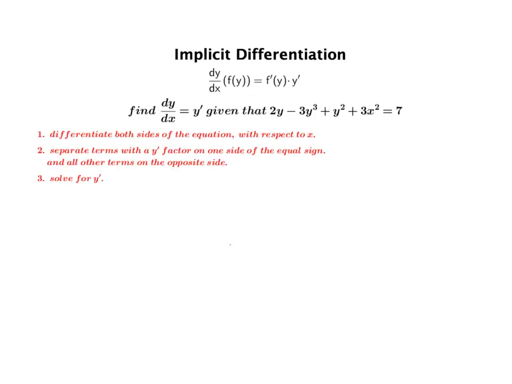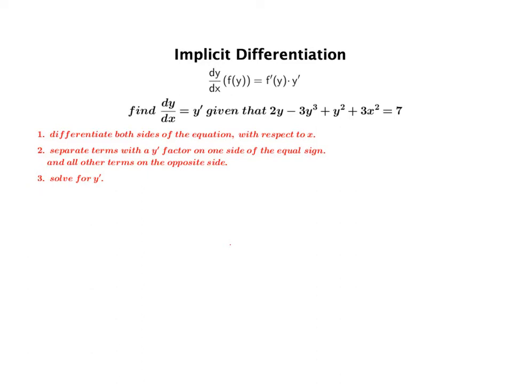Now we're going to look at a slightly different problem. It's going to use a lot of the same skills we just looked at on the previous slide. But our problem here is to find dy dx, or isolate y prime. And the steps we're going to go through are we're going to differentiate both sides of our equation with respect to x. Then we're going to separate our terms, everything with a y prime on one side, anything that doesn't have a y prime factor on the other side of the equal sign. And then we're going to solve for y prime. That's really what we're looking for, is y prime.